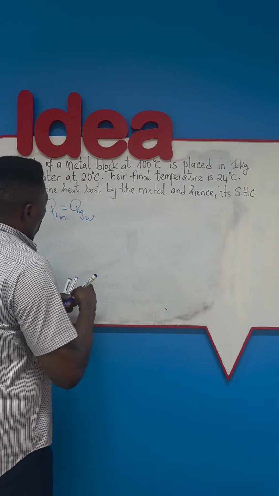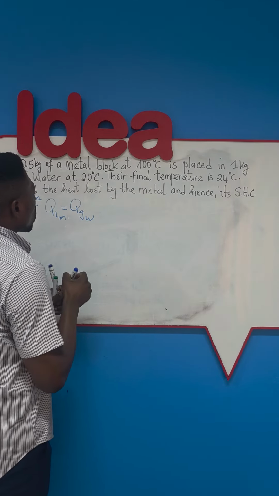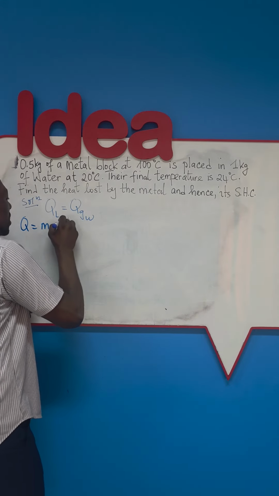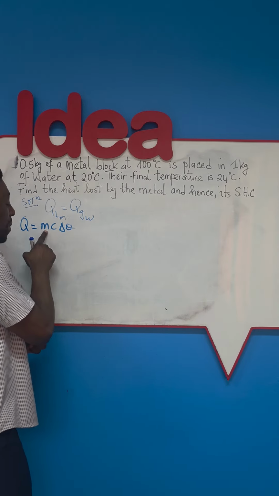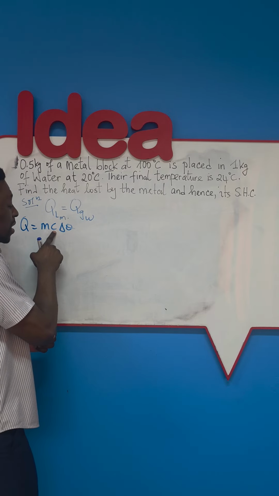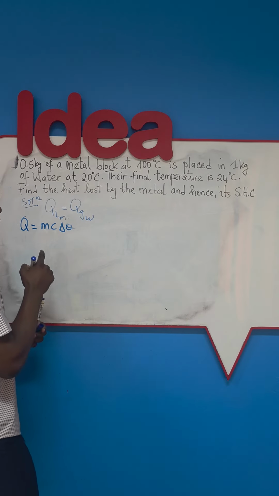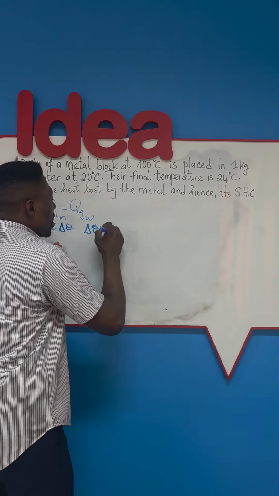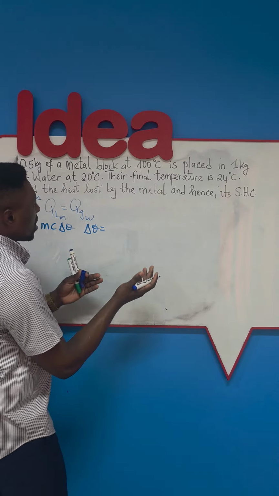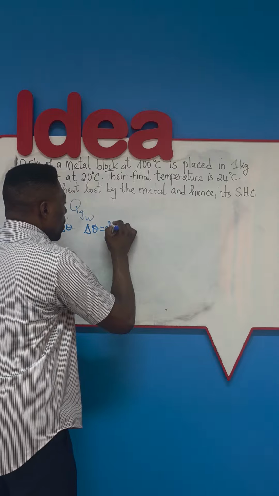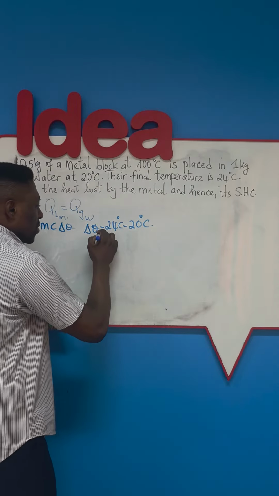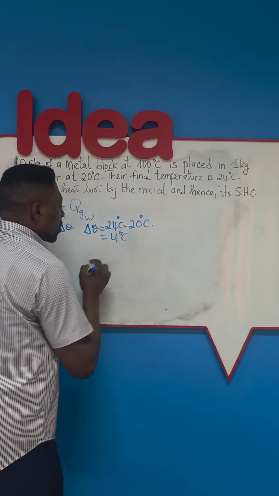So, let's remind ourselves of the important expression for heat loss or heat gain. We know that Q equals mc delta theta, where m is the mass, c is the specific heat capacity, and delta theta is the change in temperature. Now, in the case of the water, the change in temperature will be, let's calculate it first in degrees Celsius, the final temperature, 24 degrees Celsius, minus initial temperature, 20 degrees Celsius. This gives us 4 degrees Celsius.